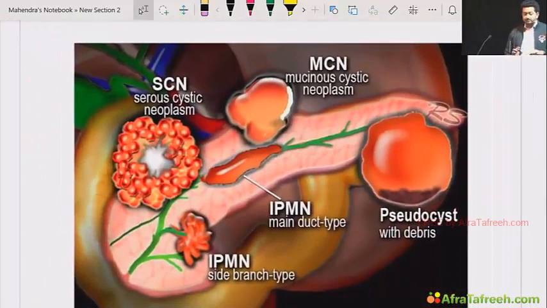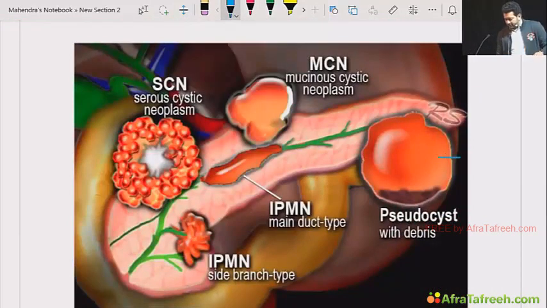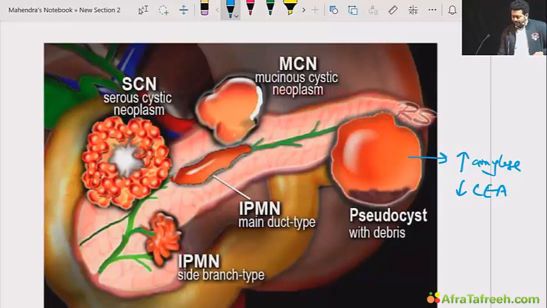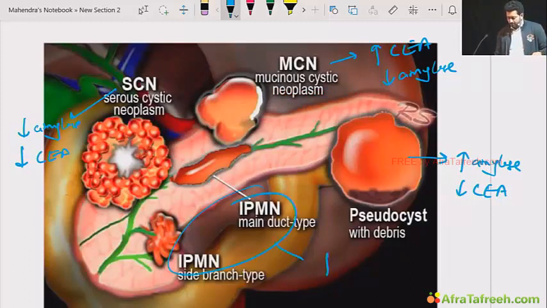Cystic neoplasm of the pancreas. In case of pseudocyst, this is not a neoplasm, this is a cystic lesion. In these cases, there will be an increase in amylase and CEA will be low. In mucinous cystic neoplasm, CEA is increased and amylase will be low. In serous cystic neoplasm, both amylase and CEA will be low. And in IPMN, both will be high.